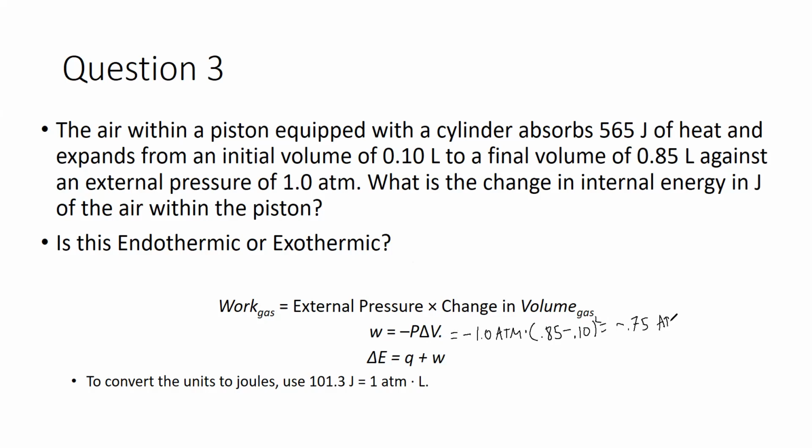So the units are atmosphere liters. Then I wanted to convert this to joules, because when we're working in energy, we need to be in joules. So 1 atmosphere liter is 101.3 joules. Atmosphere liter at the top and bottom cancel out. So overall, the work is negative 75.975 joules. For sig figs, it should only be 2 sig figs. So it would be negative 76, really.